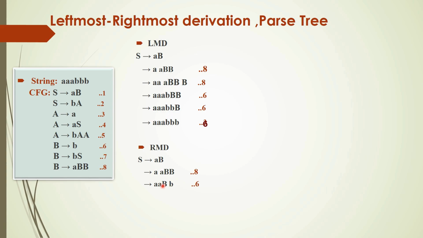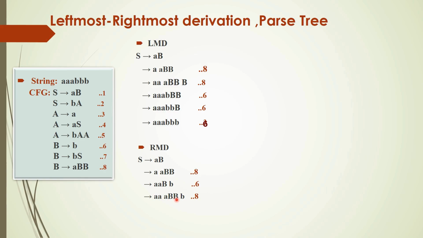Here you can see that from this string, a and b are already generated. Now I have to substitute this B with something that is able to generate the ab string. So I am substituting this B as per rule 8, where we are able to substitute this B as aBB. Okay, after the derivation by using rule 8, my string becomes aabbB.